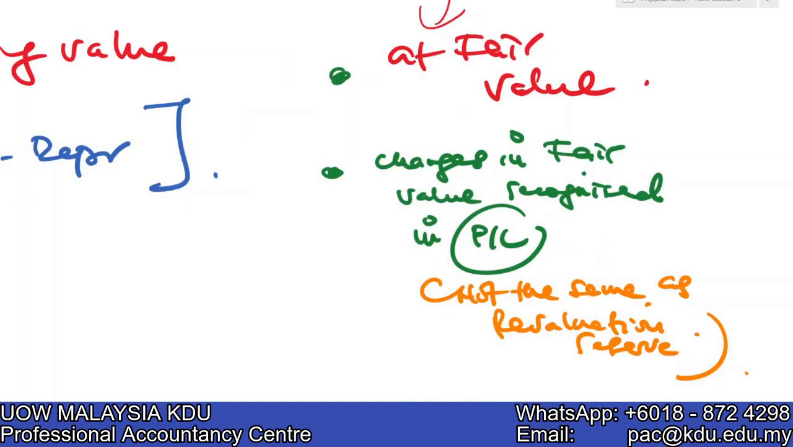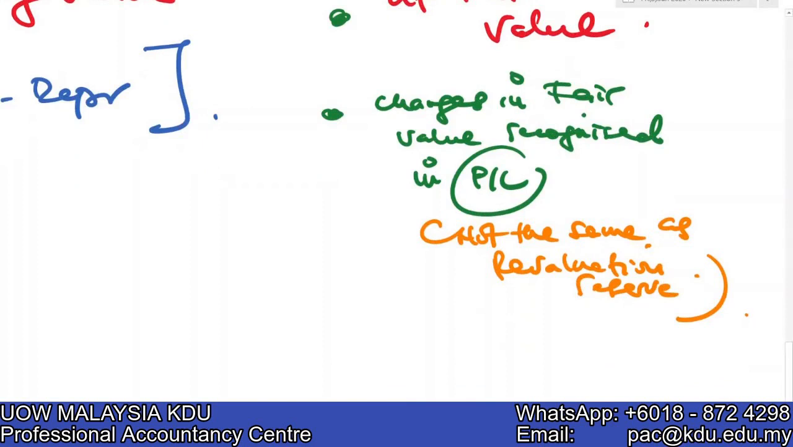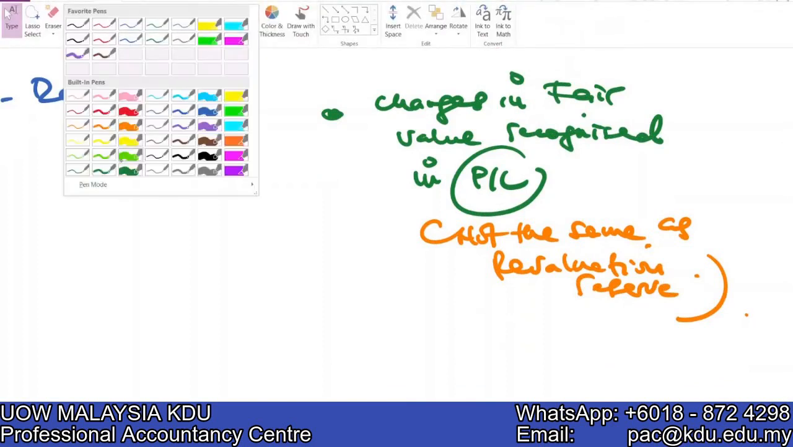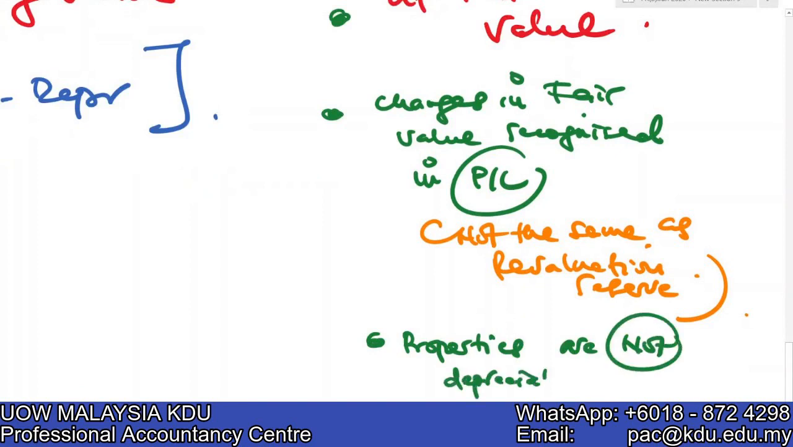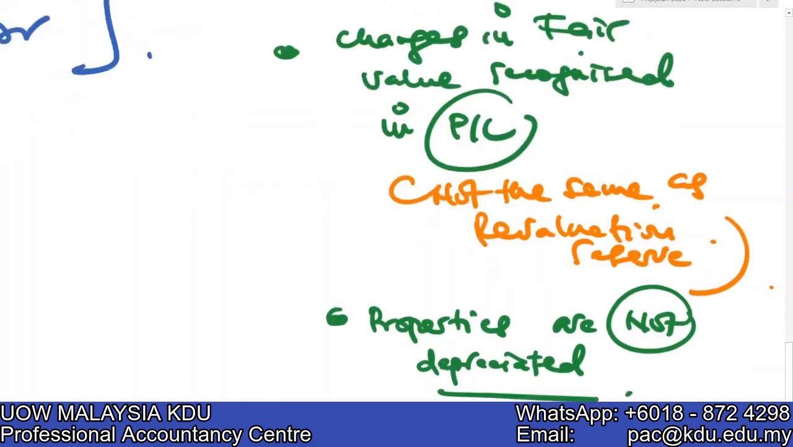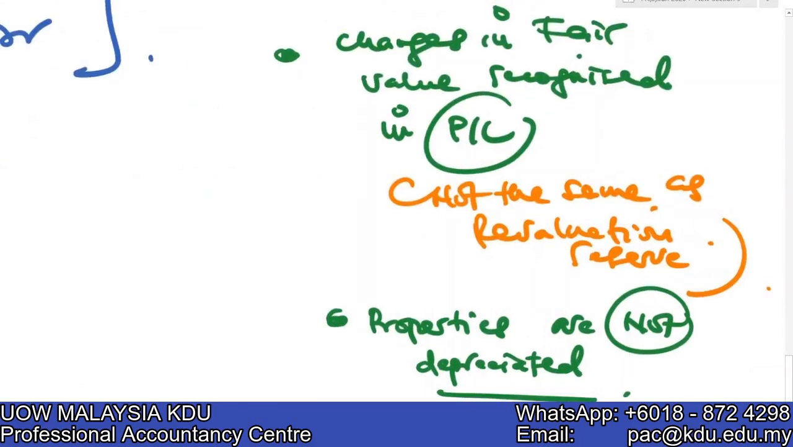Now, another difference is that if we use the fair value model for investment property, the properties are not depreciated. If you use the fair value model, another difference is the properties are not depreciated.